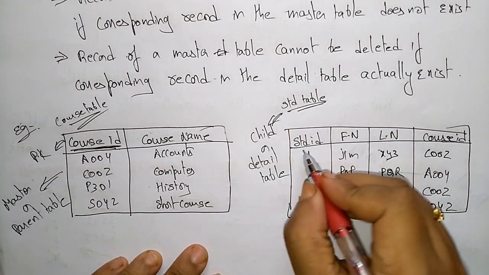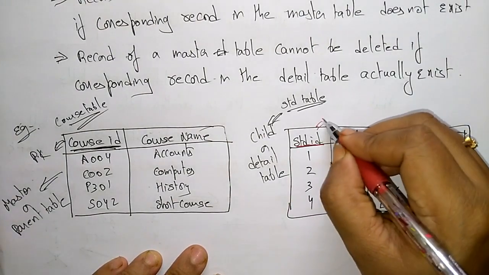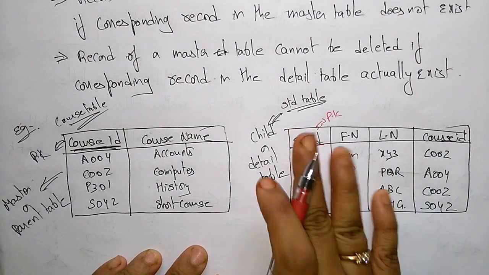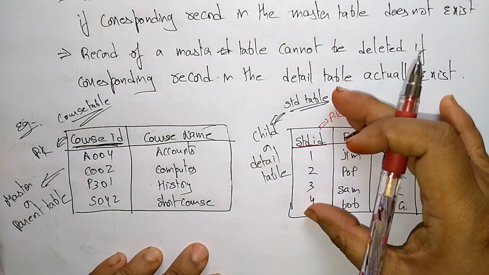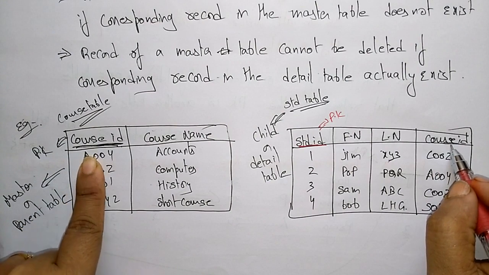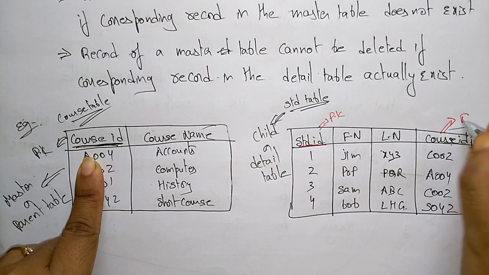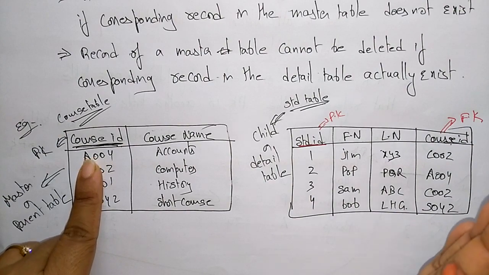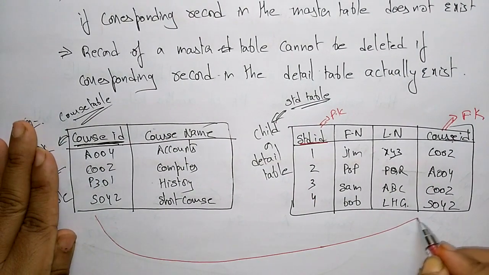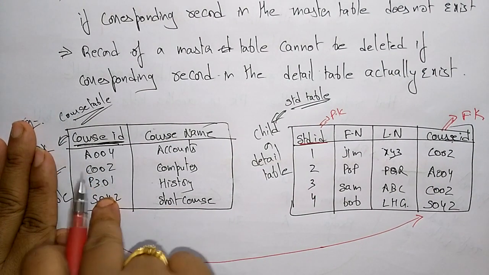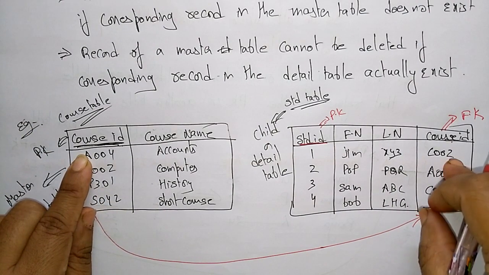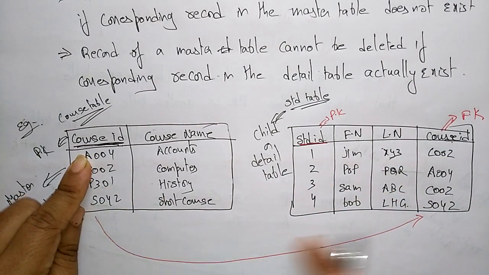In this table, student ID is the primary key. Maybe this table will act as a foreign key for another table. But here the student ID is a primary key in this table, and the course ID is already a primary key in the parent table, so now it is a foreign key. I hope you understand. This is a master table and this is a child table. I am accessing this course ID in another table. In the first table it acts as a primary key, and in the second table this primary key acts as a foreign key because it is referenced by another table.